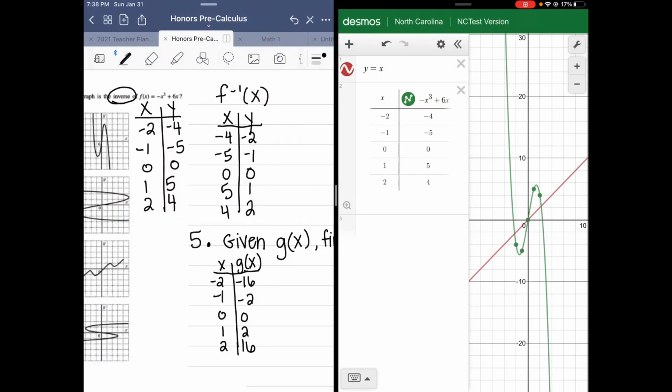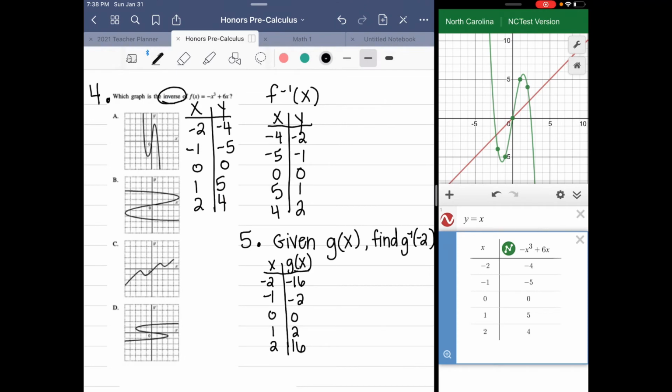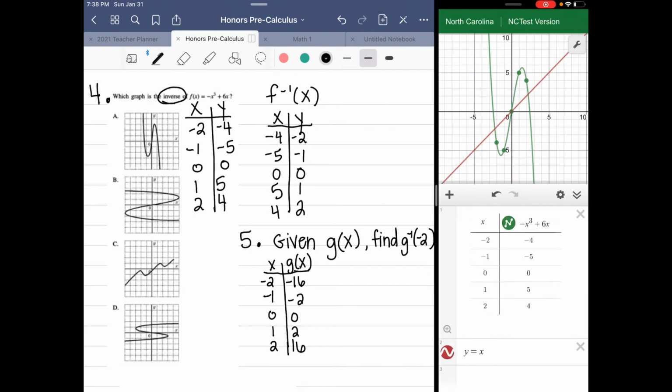However, if I'm looking at this, I should be able to look at the graph that is going to look like a reflection over that. So we know A is not the inverse because it's not a reflection. It looks like the original. I can clearly see that C is not going to be because that one doesn't have the same shape. So which one of these is going to have that reflection value?